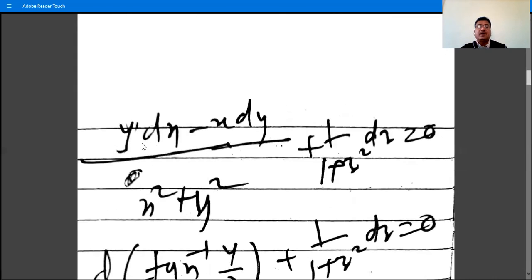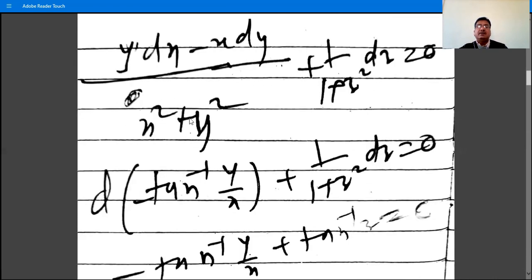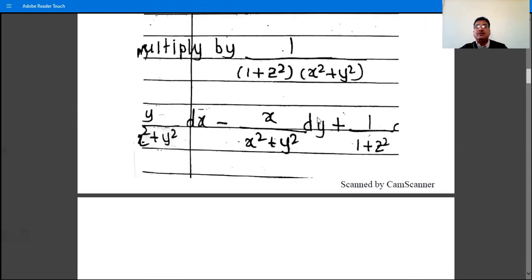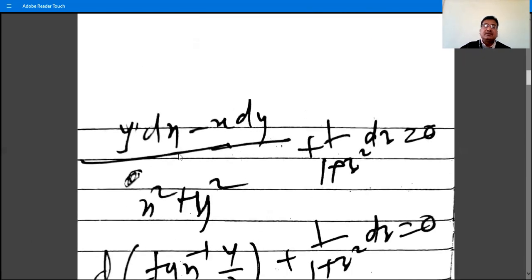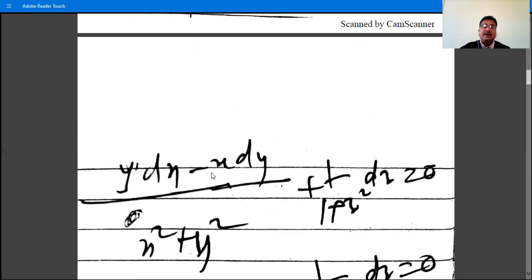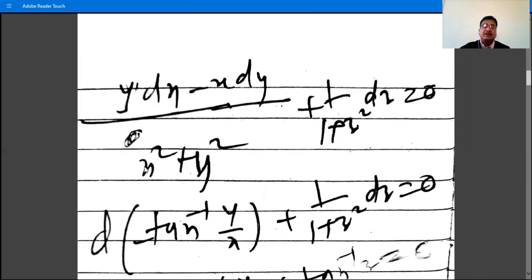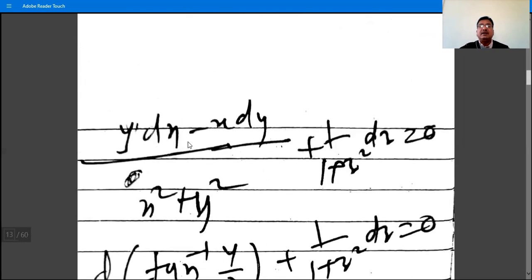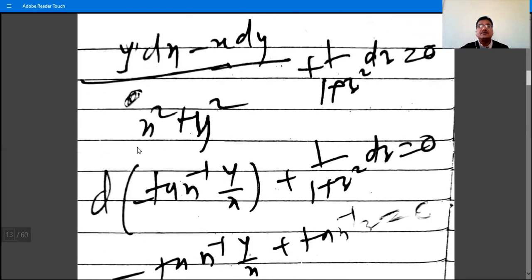So this is the term y dx minus x dy divided by x square plus y square. This equation is only in single variable separable form, that is, only one variable is separated, but these x and y are not separated, and therefore apply the trick that y dx minus x dy divided by x square plus y square is the derivative of minus tan inverse y by x. So if we find the derivative of minus tan inverse y by x, then we have this answer.